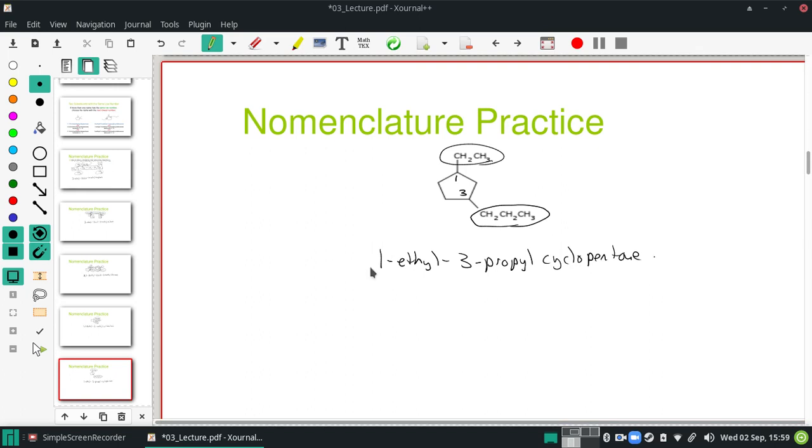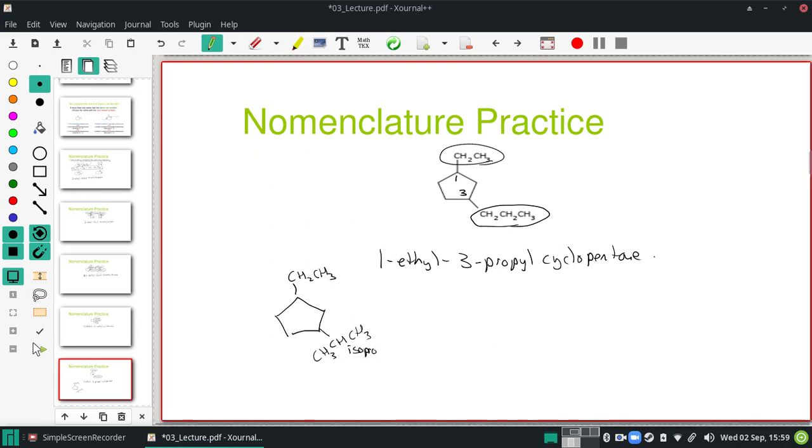And just to see how this changes, I'm going to take that exact same structure, leave this as an ethyl up here, but this one I'm going to use one of those complex substituents, but we're not going to name it as a complex substituent. We're going to say this is isopropyl, because that's perfectly acceptable to call it that way. Since we alphabetize by the I, it still has the exact same name. 1 ethyl, 3 isopropyl, cyclopentane.